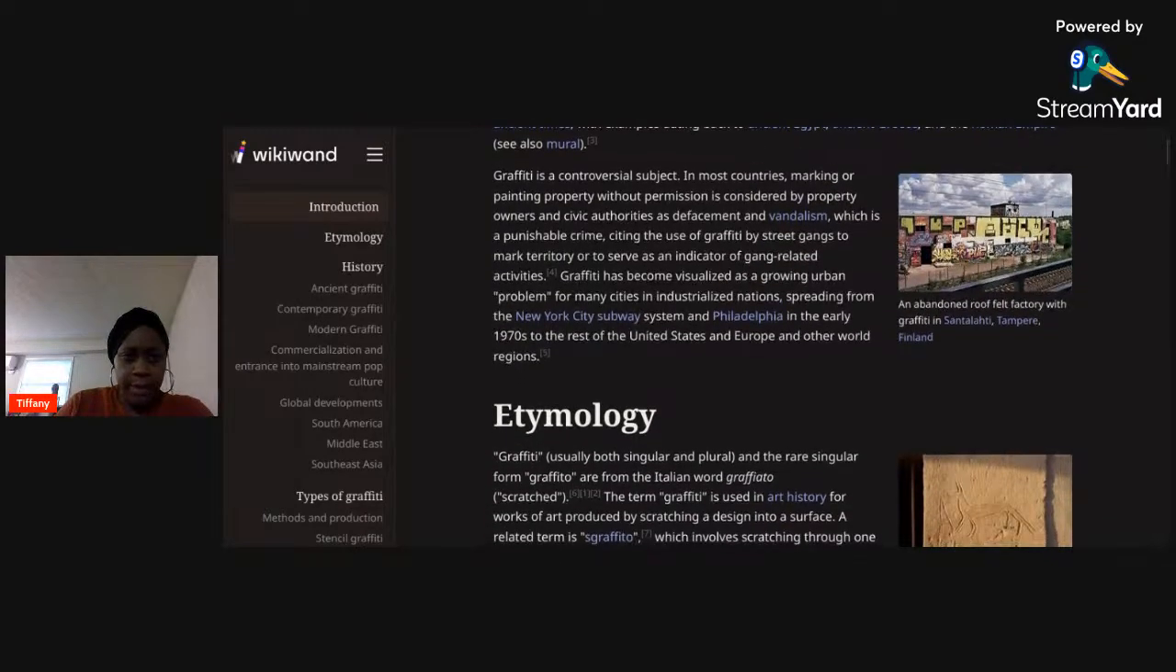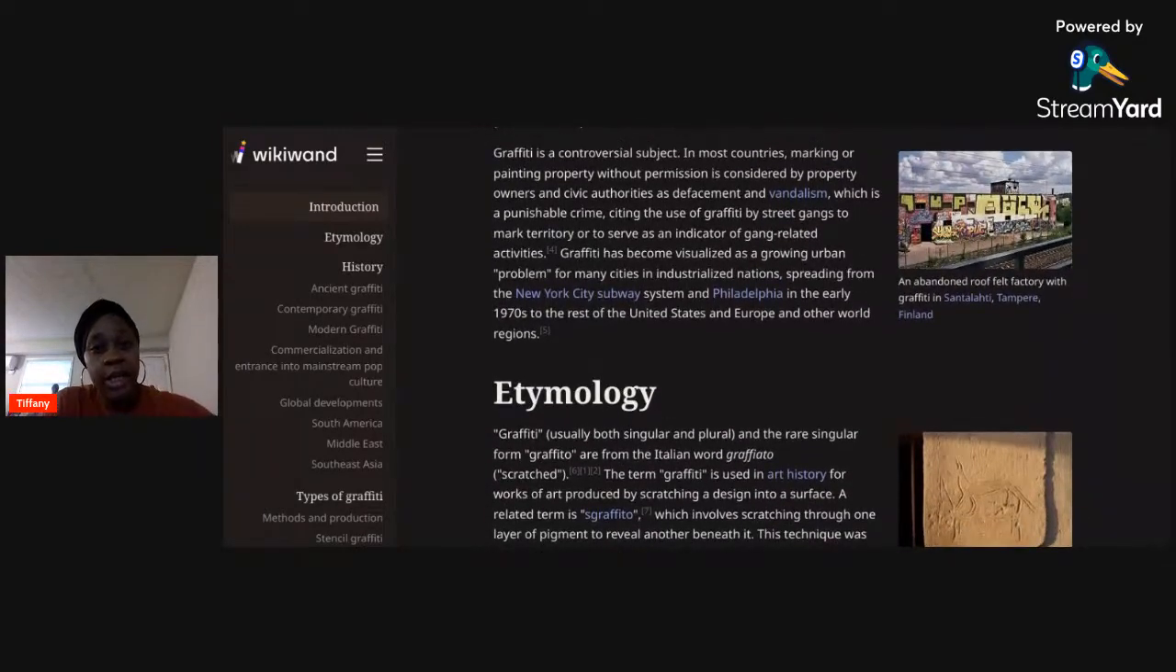All right, so it speaks on how it's a controversial subject. In most countries, marking or painting property without permission is considered by property owners and civic authorities as defacement and vandalism, which is a punishable crime, citing the use of graffiti by street gangs to mark territory or to serve as an indicator of gang related activities.